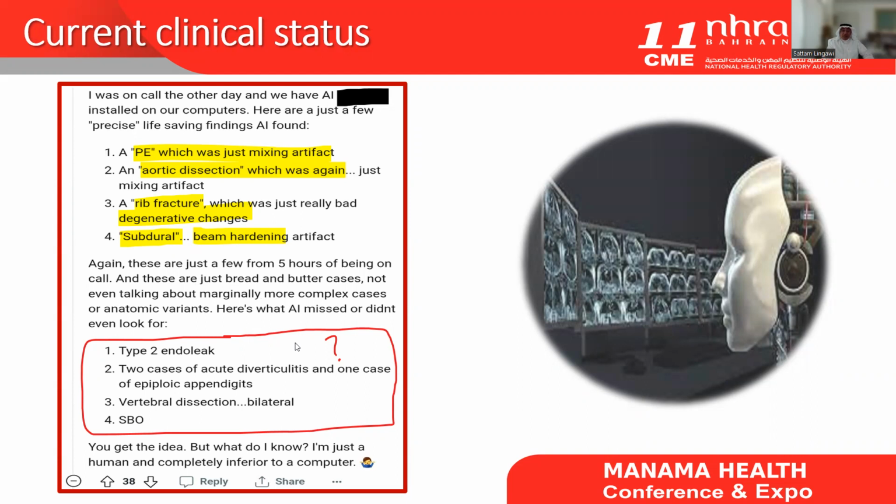What's even more alarming is the missing of information that is crucial to patient management, such as end-to-end anastomotic leak, cases of acute diverticulitis and epiploic appendicitis, vertebral artery dissection that was bilateral and missed, and small bowel obstruction. So these are areas that were missed, and these are areas that were mistakenly called on call time in a busy emergency rotation. That all tells you that there is a place for artificial intelligence.